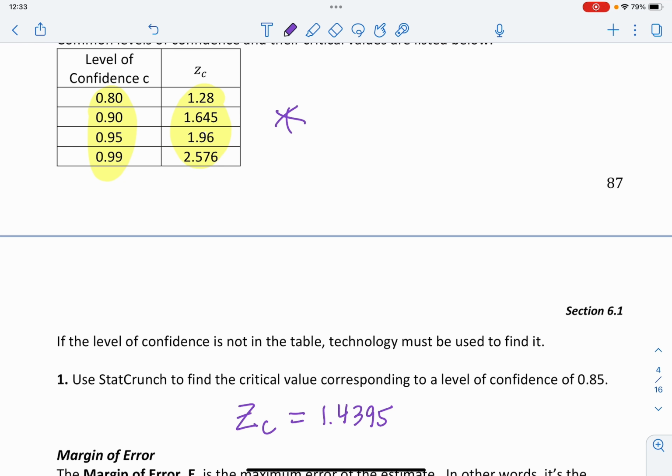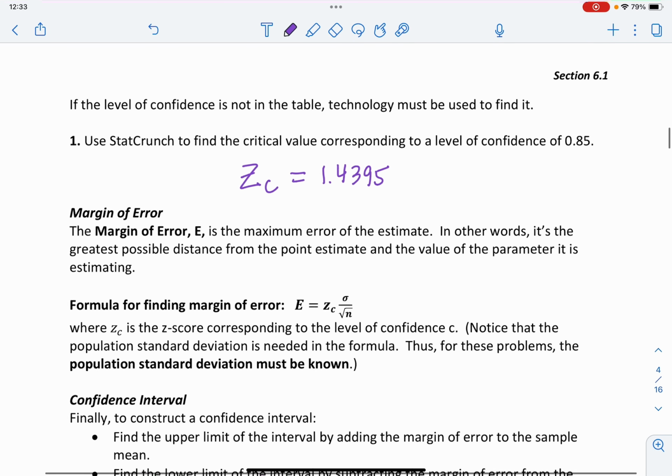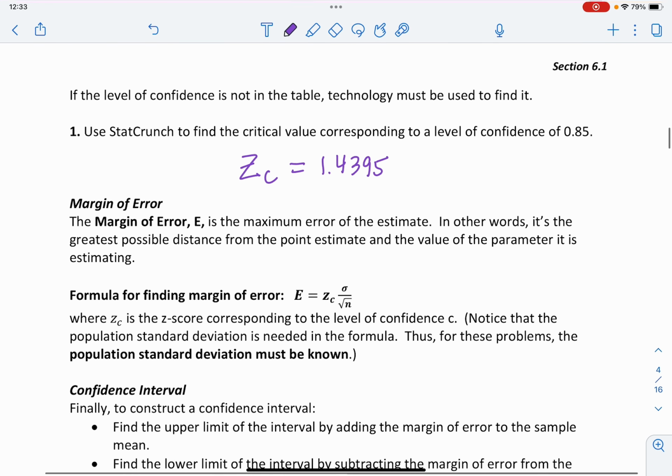Okay, so let's continue. Next thing we'll need is what's called the margin of error. Margin of error is the maximum error of the estimate. It's basically going to be the distance from the middle of your interval, where the sample mean is, to the end point, okay? And there's a nice little formula for it. So we'll be using this formula, and those variables should look familiar, okay?